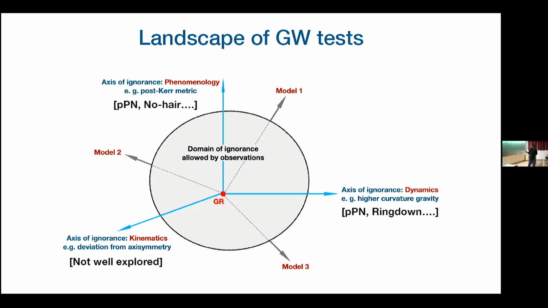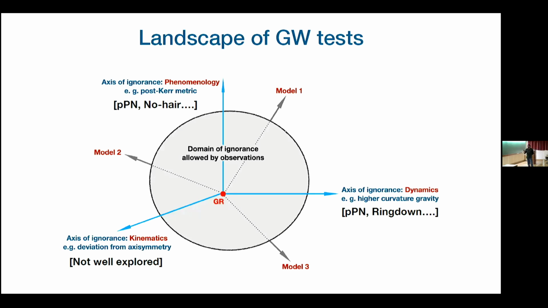In dynamics, what it means is that you change your GR field equations by adding higher curvature terms or extra field degrees of freedom. There you can use PPN and ringdown tests to constrain them. Or you can constrain whether your spacetime metric is the Kerr metric or deviates from it. There are ways to constrain this, and the methodology is usually known as the post-Kerr paradigm. There you can also constrain PPN and no-hair tests.